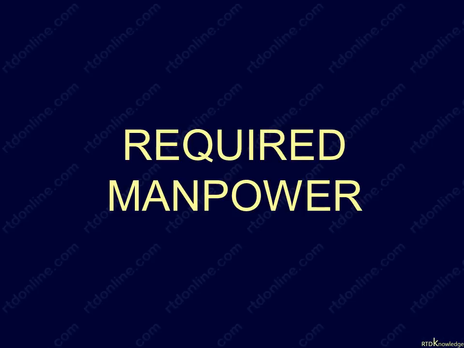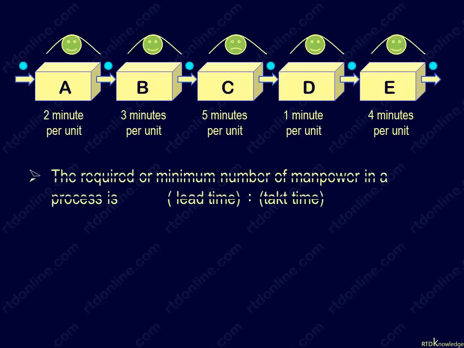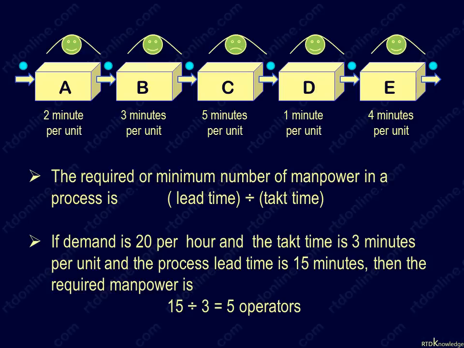To meet the takt time, you may have to adjust your manpower and balance the line. We will now learn how to get the required manpower to meet the demand and avoid overstaffing or understaffing. The required or minimum number of manpower in a process is its lead time divided by the takt time or required process cycle time. In our previous example, the takt time is 3 minutes per unit.